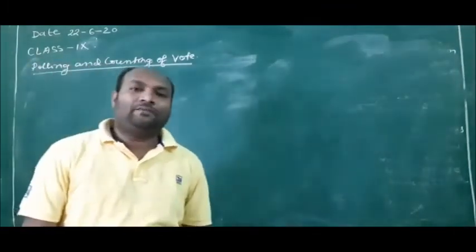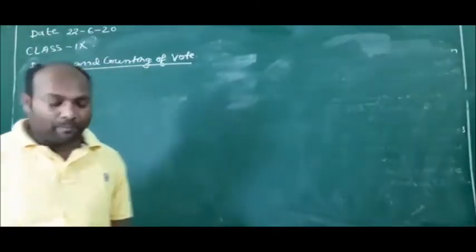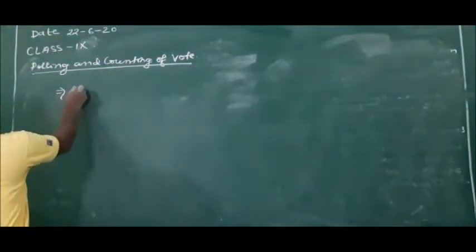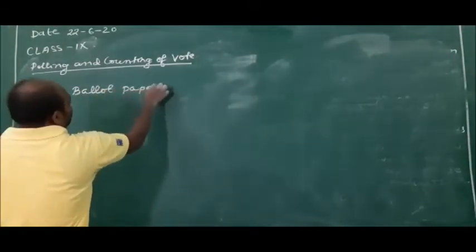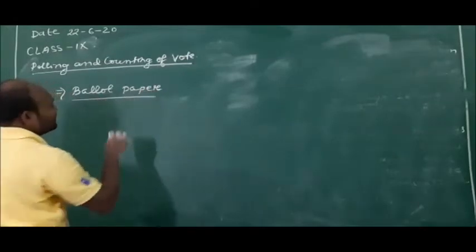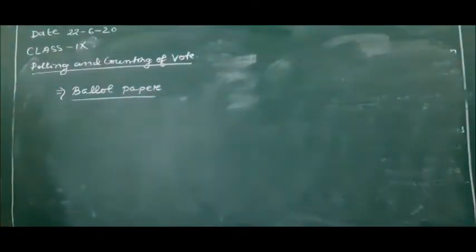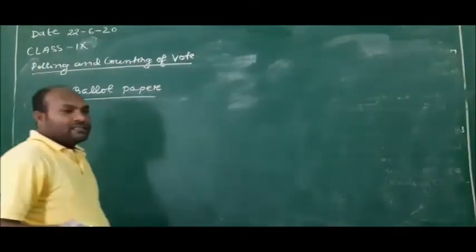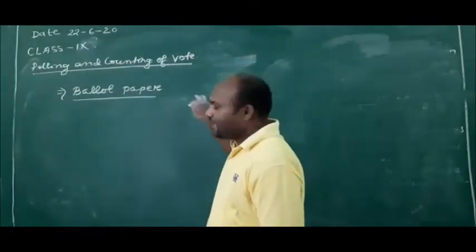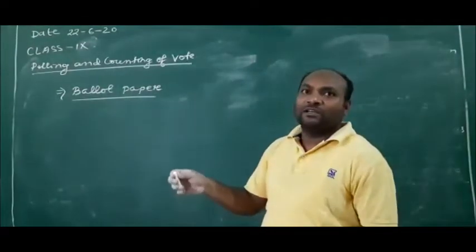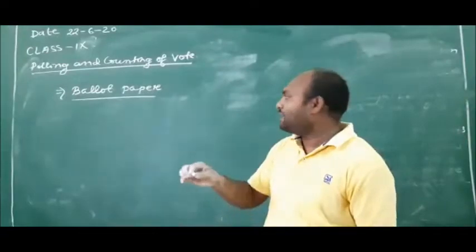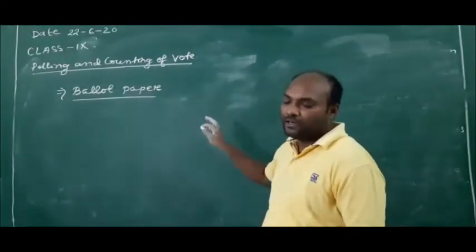In the earlier time we have seen that there was a ballot paper. In the ballot paper there were symbols along with the political parties and the leaders' names, as well as their signs and symbols. So people used to cast their votes by marking on the ballot paper.